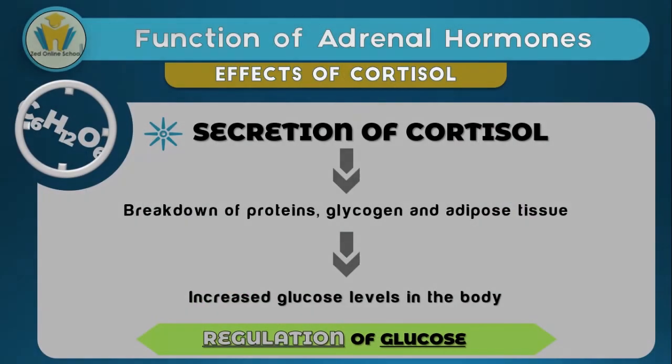When we have low levels of glucose, our bodies are going to make more cortisol, which is going to bring about increased levels of glucose. Now, when these levels of glucose become too much, our bodies are going to stop the secretion of this cortisol. Hence, our glucose levels will begin to drop slowly.